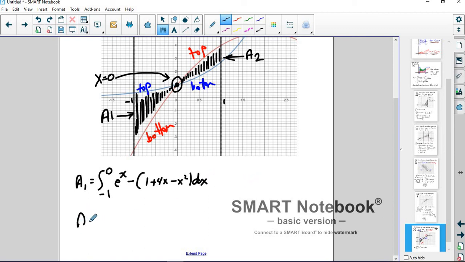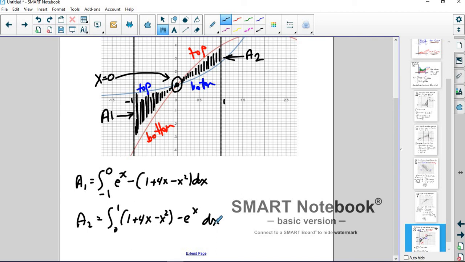Okay. A2 is the integral from 0 to 1. Now, from 0 to 1, the red is on top, so I do 1 plus 4x minus x squared on the top minus e to the x on the bottom as well. Okay, so that's the setup, and then you do both of those integrals, you plug in for both of those numbers, and then you add them together at the end. In this case, obviously with e to the x, you're going to get an e in your answer if you want it exact. I'm not going to figure the rest of it out for you. You can figure that out and check it on your calculator, but that's the only different thing that you could have, if you have to combine that.